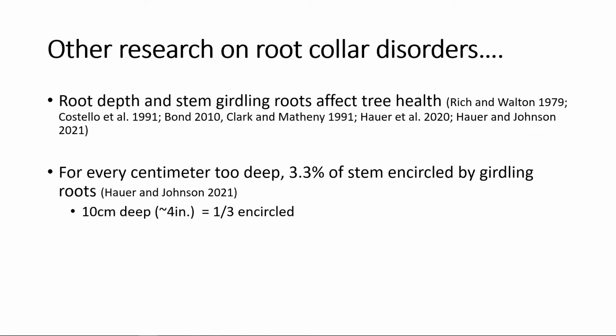So just some other research to throw in there: root depth and stem girdling roots definitely affect tree health. We've already seen some studies that show that. Here's a list of some others over time that have shown that relationship as well. And I really like this 2021 study where they compared sugar maple, hackberry, green ash, and littleleaf linden. And they found that for every centimeter too deep, 3.3% of the stem was encircled by girdling roots. So that's an interesting number to think about, where if you're around 4 inches deep or 10 centimeters, that's about a third of the trunk encircled.